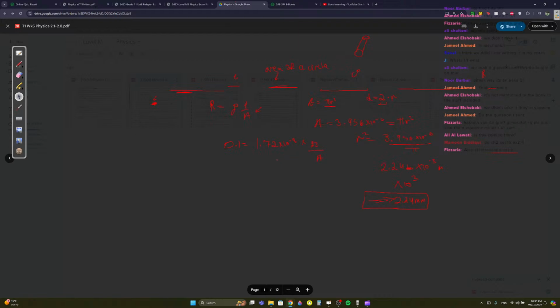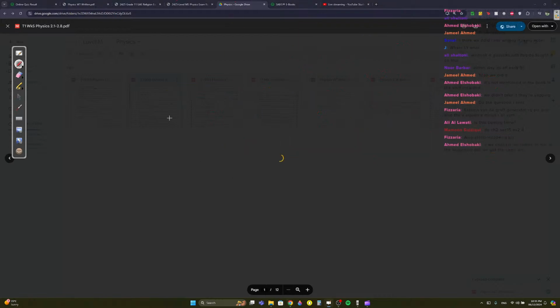I'll quickly explain the Van de Graaff generator for this guy and the electroscope, even though my computer doesn't want to load.